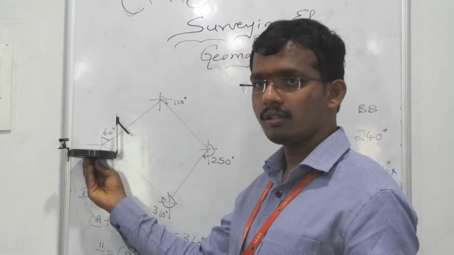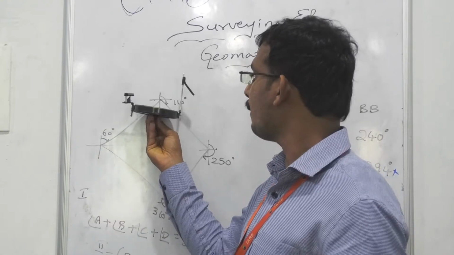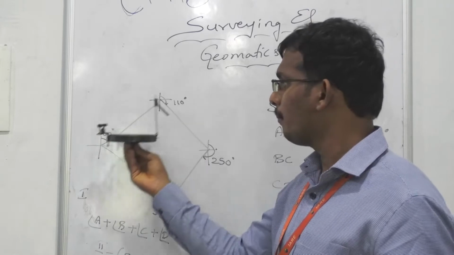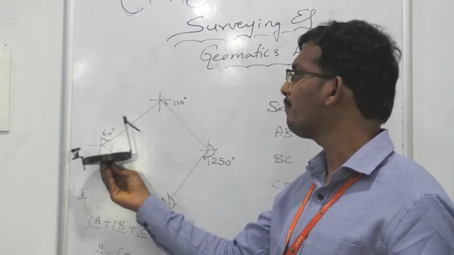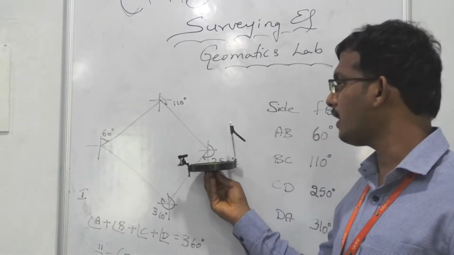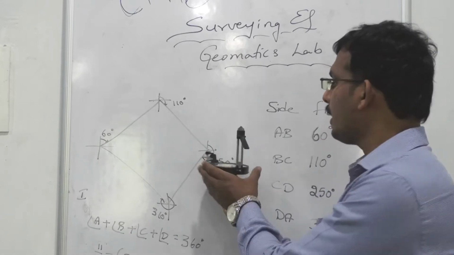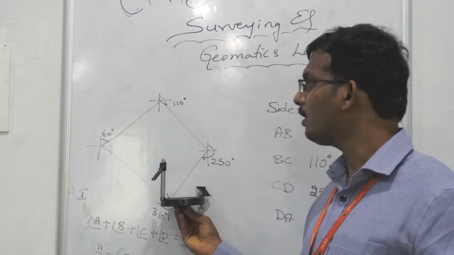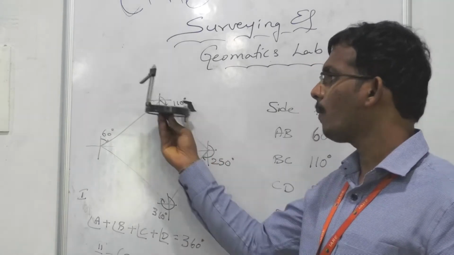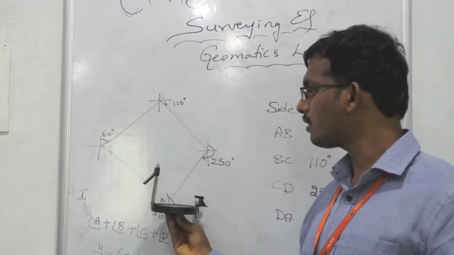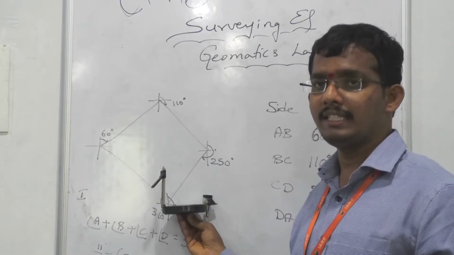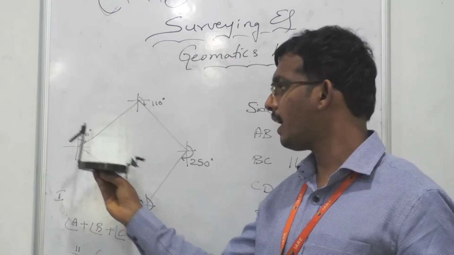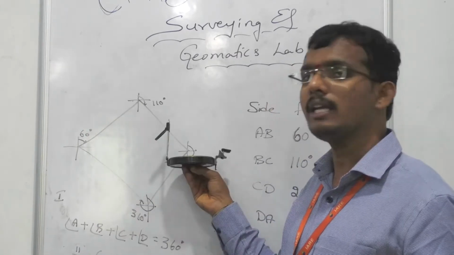Now, you shift the compass to point B. From B, you take the forward bearing B to C, and you take the back bearing B to A. Then shift the compass to point C. From point C, you take the forward bearing C to D, and take the back bearing C to B. Shift the compass and place it over point D as shown in the figure. From D, you take the forward bearing DA, and you take the back bearing DC.